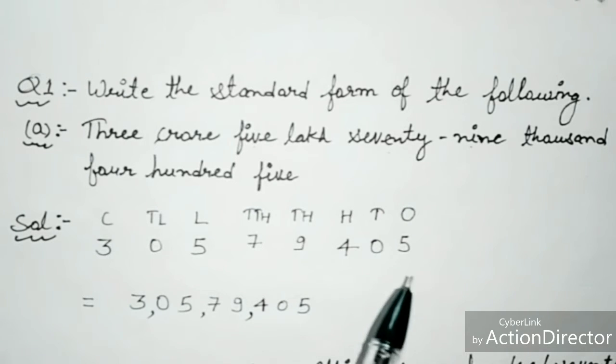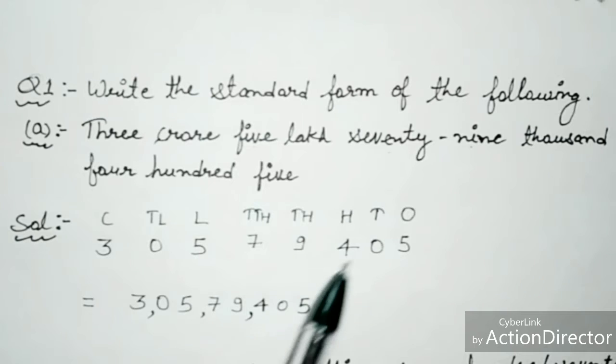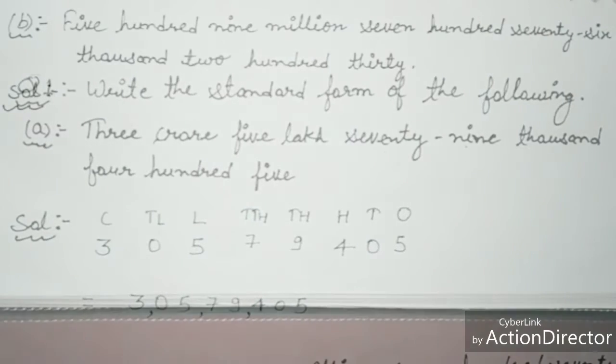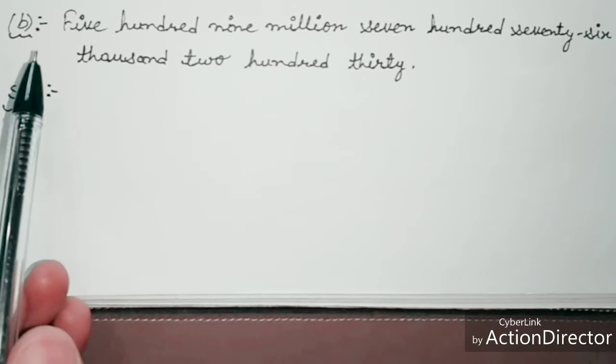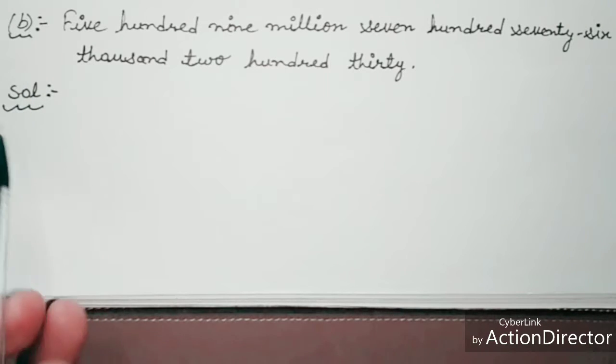Now we write this number 3 0 5 7 9 4 0 5, and we put commas before 3 numbers. After that we put a comma before each pair of 2 numbers, and we read this number as 3 crore 5 lakh 79,405. Now example number B related to international number system.